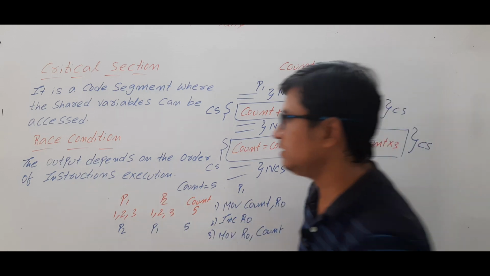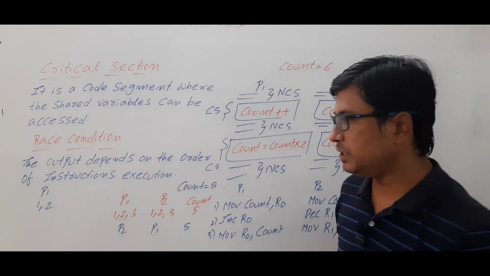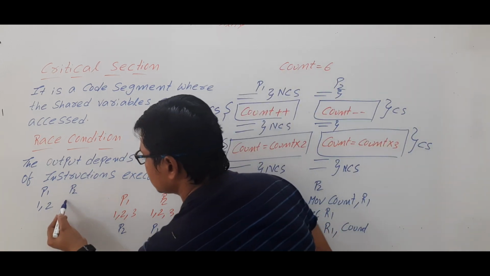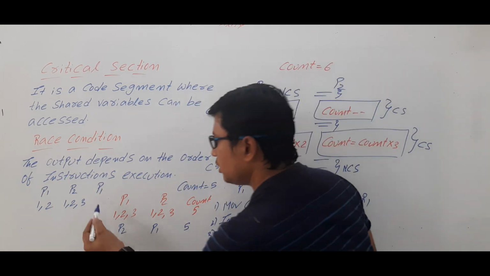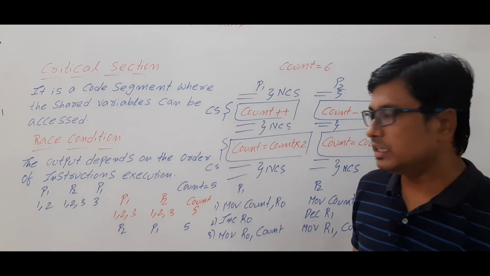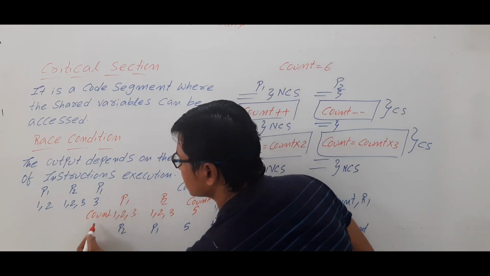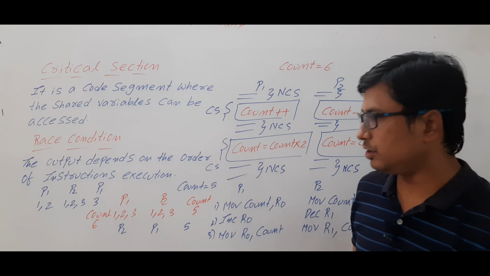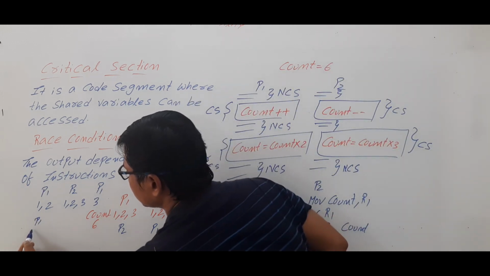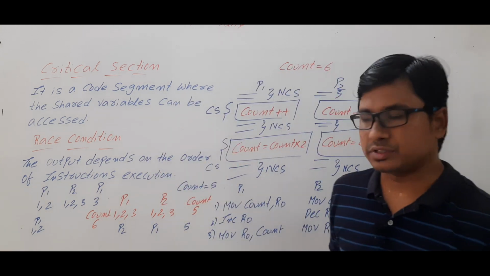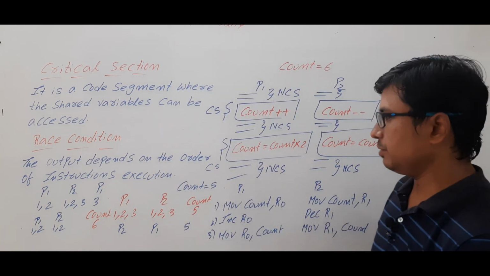Now let's take that you have executed 2 instructions of process P1 and 3 instructions of process P2. Then again you are executing the third instruction of process P1. Then what will be the count value? The count value will become 6. Is it clear? Are you able to understand? Similarly, let's take that you are executing 2 instructions of process P1 and 2 instructions of process P2. Are you able to understand?